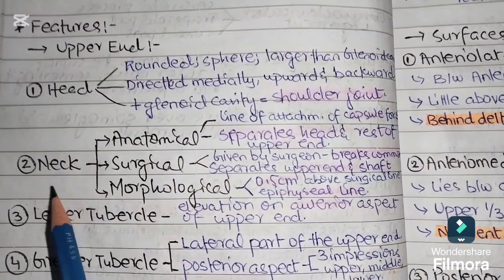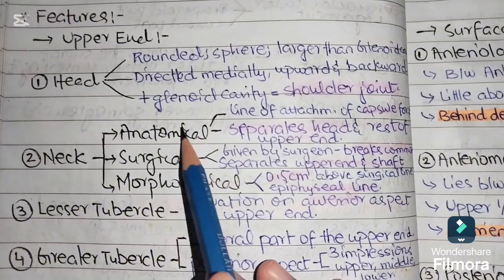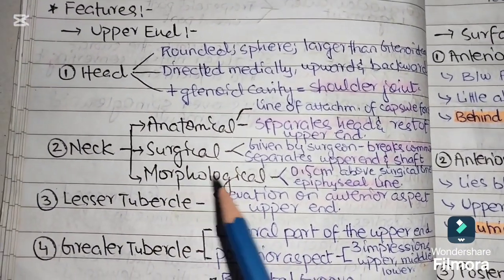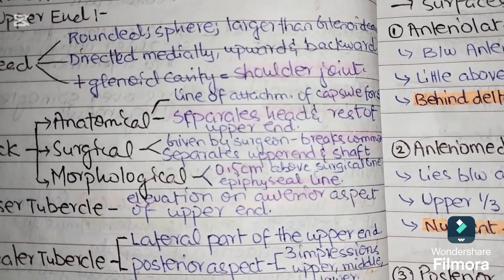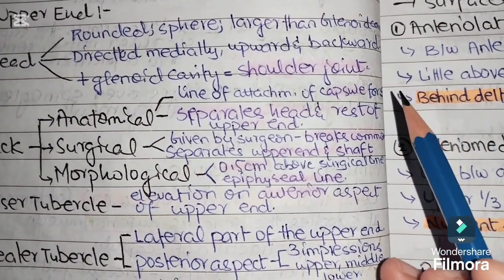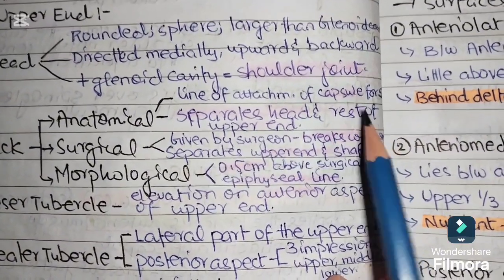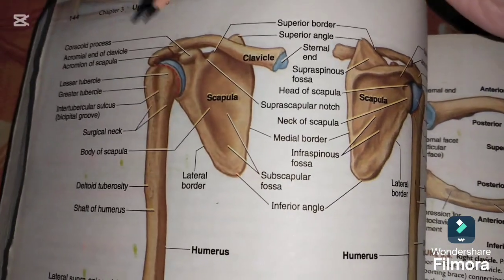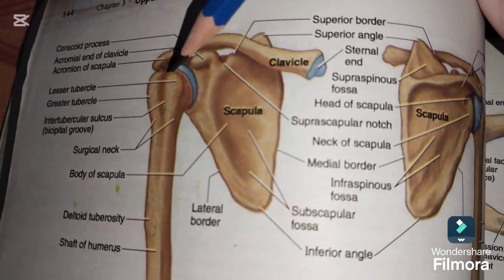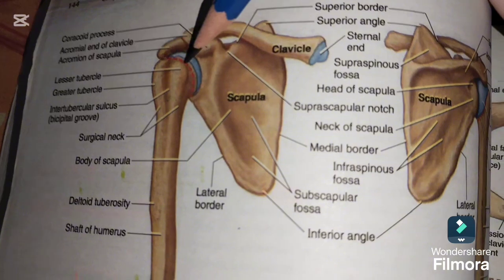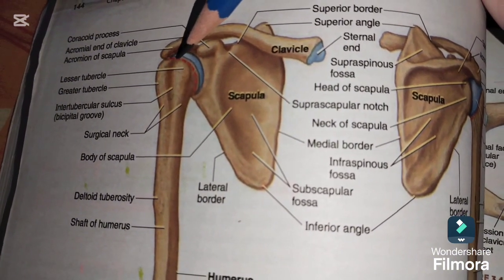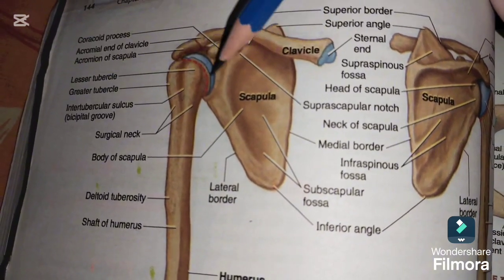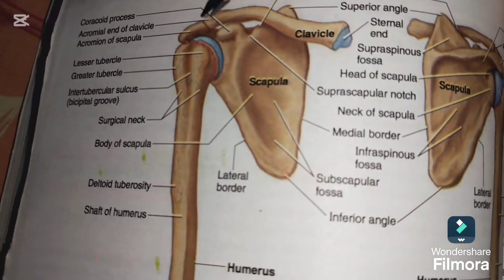The humerus bone consists of three necks, namely the anatomical neck, the surgical neck, and the morphological neck. The anatomical neck is the line of attachment of capsule for the shoulder joint. It separates the head and the rest of the upper end. Let's mark it on the diagram now. As you can see, this red dotted line shows the anatomical neck. It shows the position of the anatomical neck, which separates the head from the rest of the upper end.